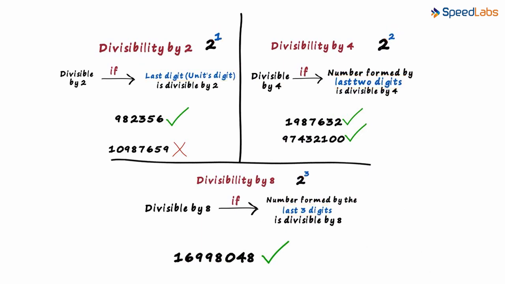So if we want to find the divisibility rule for 16, we just write it as 2 raised to 4 and you can guess the rest. But remember, this trick of writing it in exponent form to know the rule works only for exponents of 2. That is, only when the base is 2.